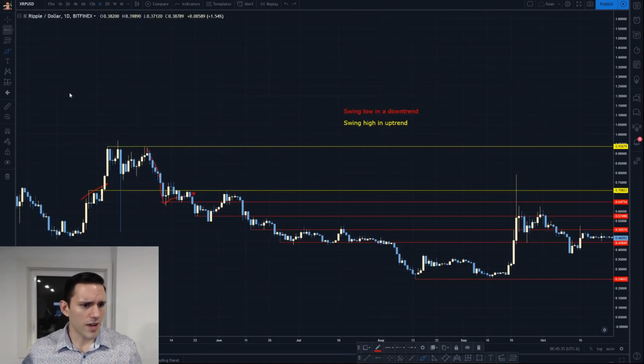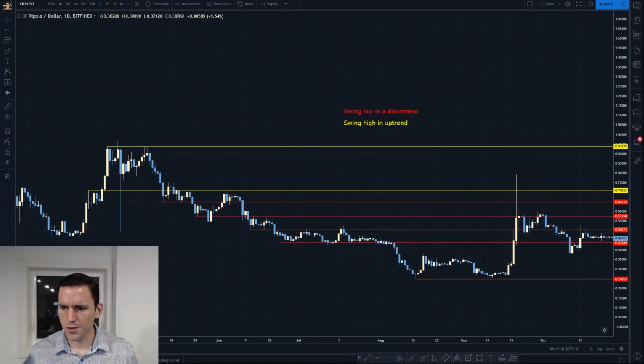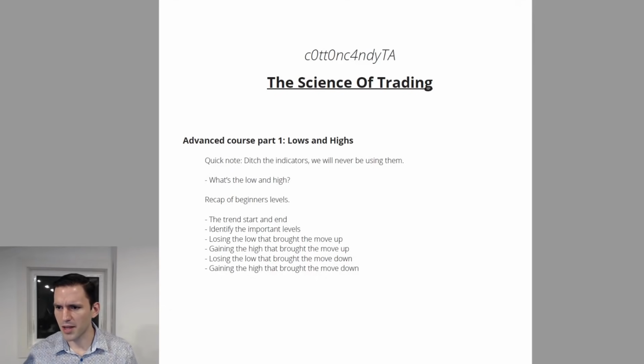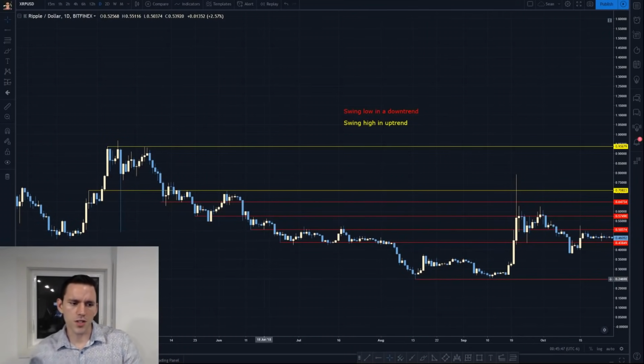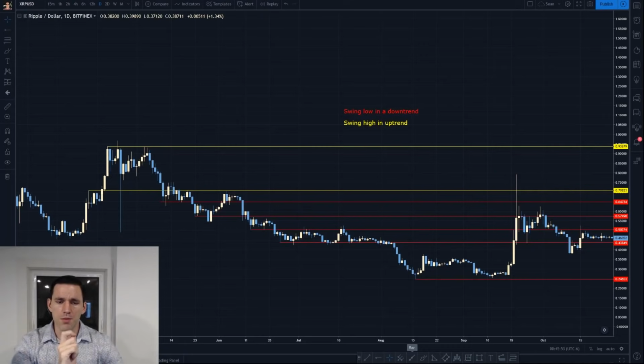So now that we've identified the swing low and the swing high, we can start to further build on this, right? So what's the next piece of this? Identifying important levels, starting to lose lows and highs. Okay, so this is where it gets pretty advanced. We marked out the top and bottom of levels before. I taught you guys how to do that, and now we are going to take that same concept and we are going to advance it.